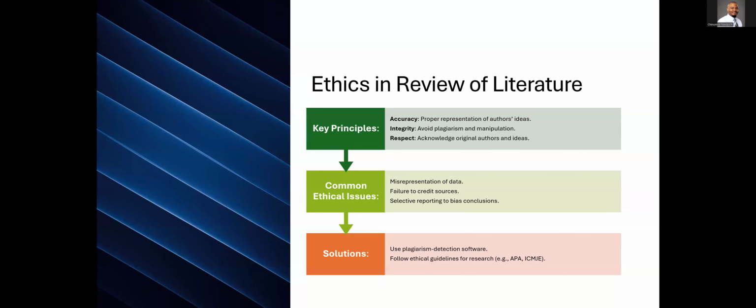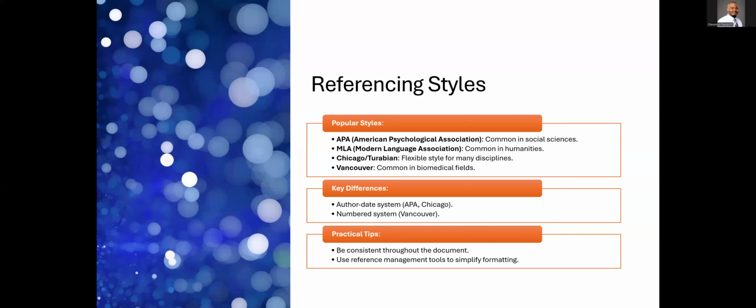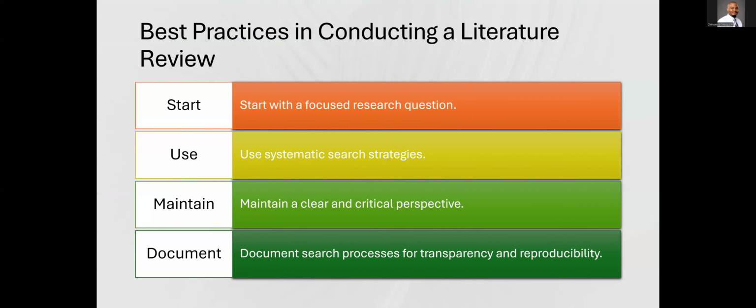So the solution is to use plagiarism detection tools and then follow ethical guidelines such as the ones by APA and the International Committee of Medical Journal Editors. All right, so these are the referencing styles that we use. Vancouver is the one that has the number style. If number one is Mozichi, in your reference list, number one will be Mozichi. If number two is Adegbite, your number two will be Adegbite, and everything will be consistent. So whichever one you are using, you have to be consistent based on the instructions you are given.